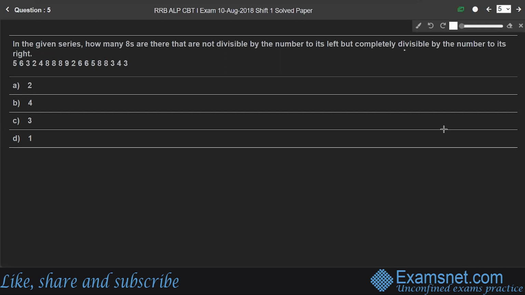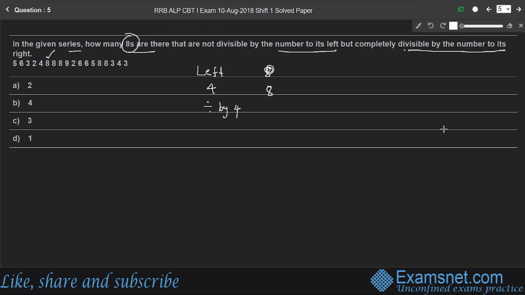Question number 5. In the given series, how many 8s are there that are not divisible by the number to its left, but completely divisible by the number to its right, right? So find the number of 8s in the given series. So we have 5 8s here, right? So when it comes to the first 8, this one, right? To its left, we have number 4, whereas this 8 is divisible by 4, right? 8 is divisible by 4.